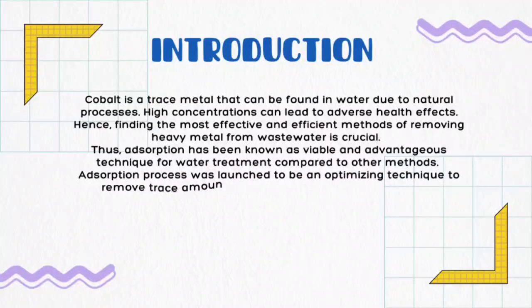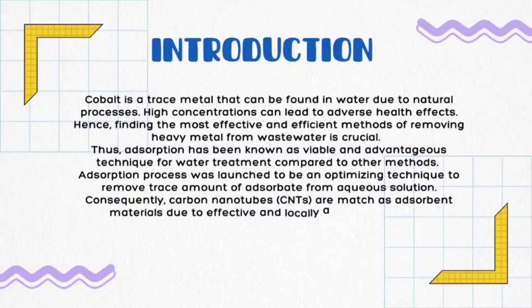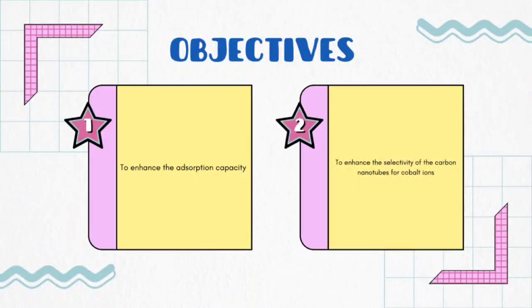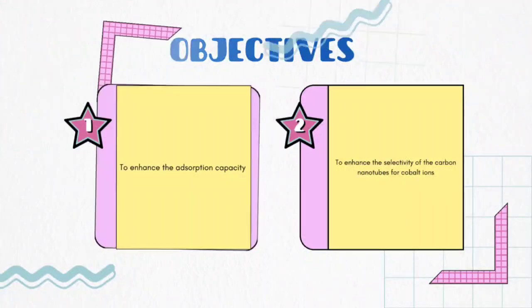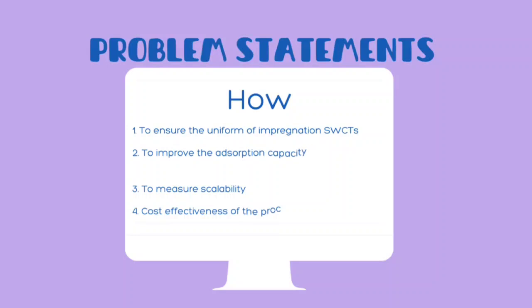Adsorption process was launched to be an optimizing technique to remove trace amounts of cobalt from aqueous solution. Consequently, carbon nanotubes are matched as adsorbent materials due to effective and locally available material. The objectives of this research are to enhance the adsorption capacity and to enhance the selectivity of the carbon nanotubes for cobalt ion. There are some problems that occur for this research.